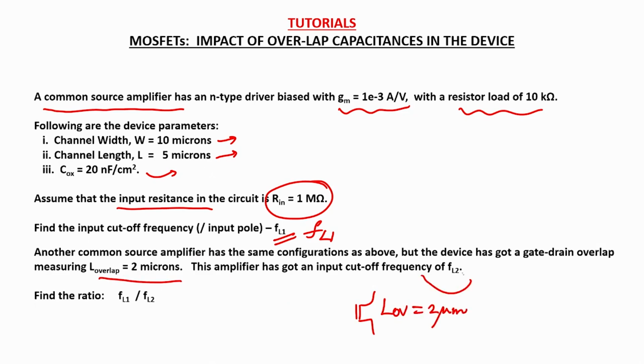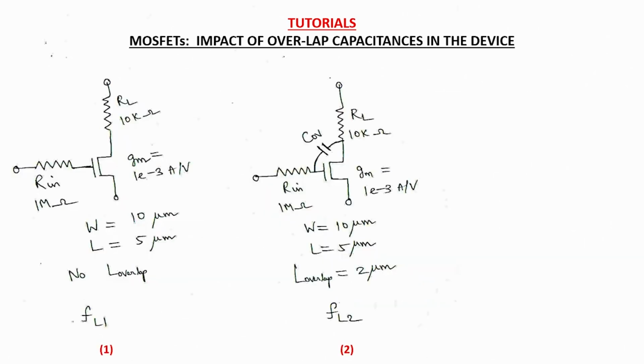So you are asked to find out what is the cutoff frequency for this amplifier, which is FL2, and you are also asked to calculate the ratio of both the input cutoff frequencies. Let us represent this problem in terms of a circuit diagram to understand what we really need to calculate here.